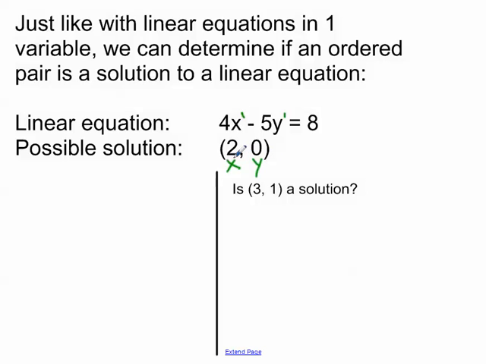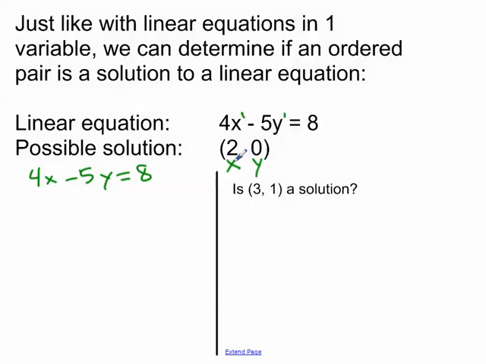Remember, we can give ourselves a little mnemonic device or memory device to remember that. Here's our x value, here's our y value. Well, is it a solution? If it is, then, number one, we start with 4x minus 5y equals 8, and that's our linear equation. And does (2, 0) fit into this equation? In other words, does it make both sides equal to one another?